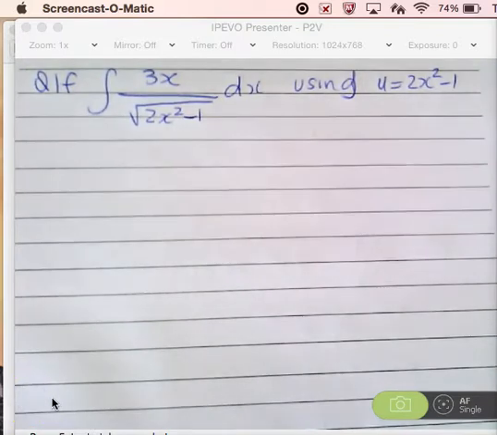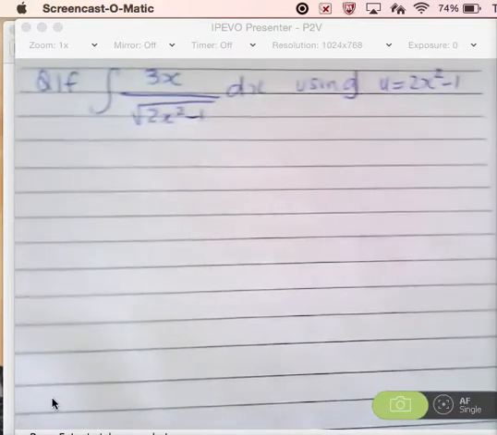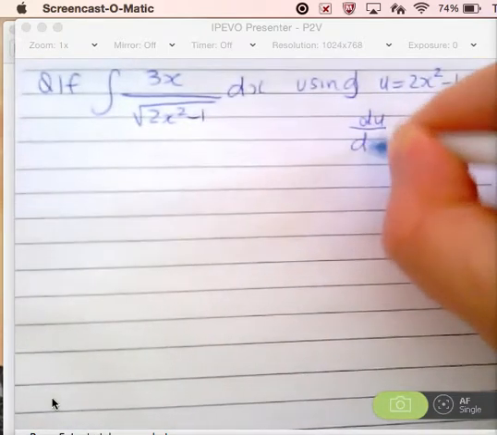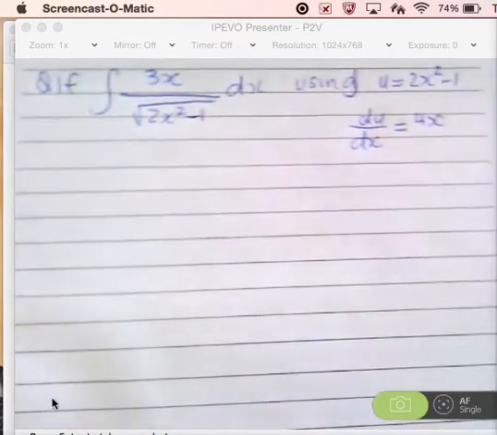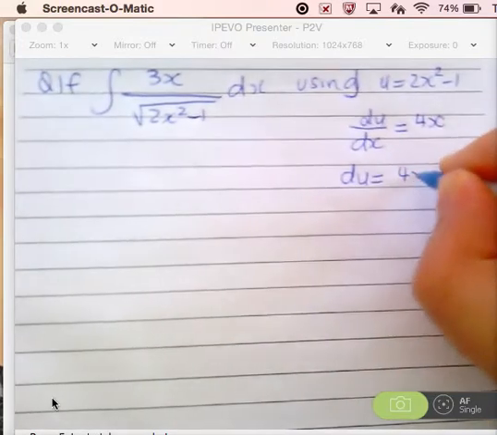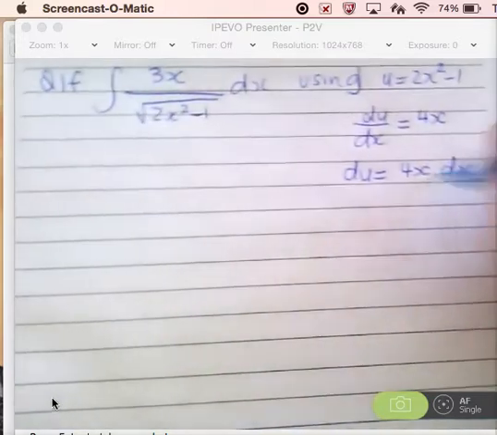Question 1f. Find the integral of 3x over the square root of (2x² − 1) dx using the substitution u = 2x² − 1. Okay. What do we do? du/dx is 4x. So du is 4x dx. So don't make dx the subject anymore, please.